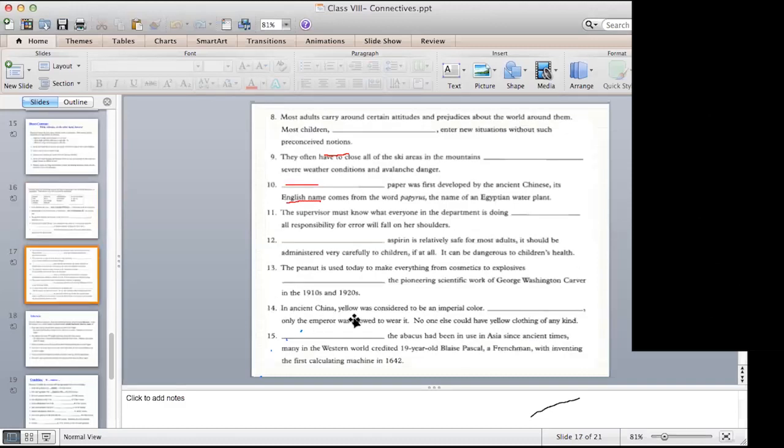Okay, good. So the abacus had been in use in Asia since ancient times. Many in the Western world credit a 19-year-old Blaise Pascal, a Frenchman, with inventing the first calculating machine in 1642. So what do you think? What is the relationship between this and this again? Let me have your chats. Should we use therefore, consequently, due to? What is the relationship between the first sentence and second sentence here?